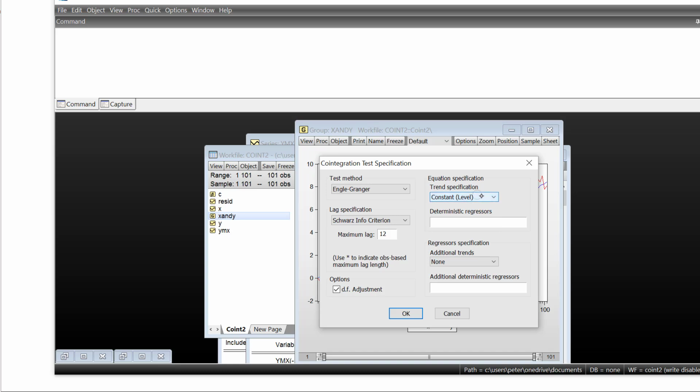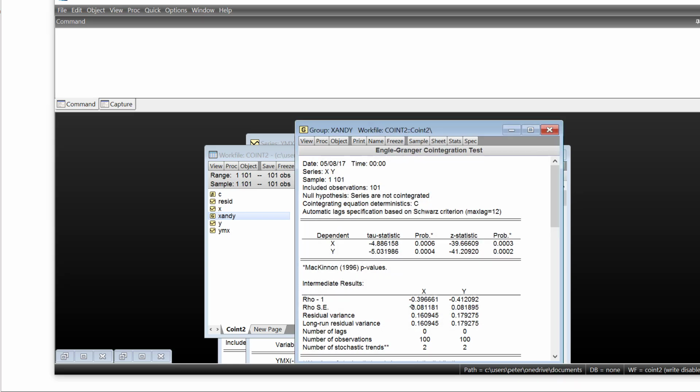So we can do a maximum lag of maybe 12. We can include just a constant and then click OK. You have two rows. In the first row, X is the dependent variable. In the second row, Y is the dependent variable. So let's focus on this row. The p-value here is the important one.